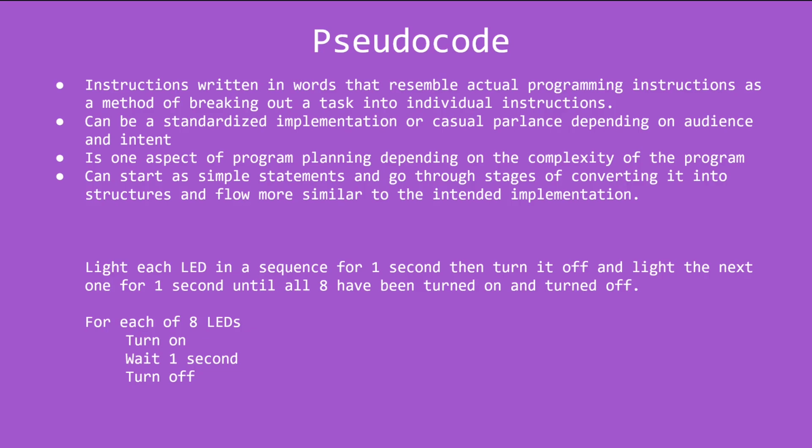It's really just one aspect of program planning, depending on the complexity of the program. You can start with as simple statements as you want and go through stages of converting it into simpler and simpler, more specific instructions and flow a little closer to how you want to implement it. So you might start with: light each LED in a sequence for 1 second and then turn it off, light the next one for 1 second until all 8 have been turned on and off. I can convert that to: for each of 8 LEDs, turn on, wait 1 second, turn off. The second is going to make a lot more sense. You're developing a for loop in a programming language.